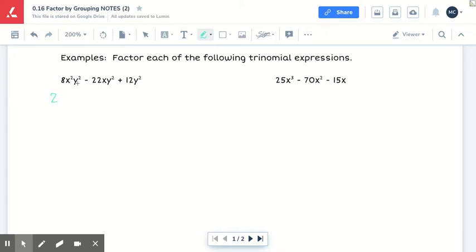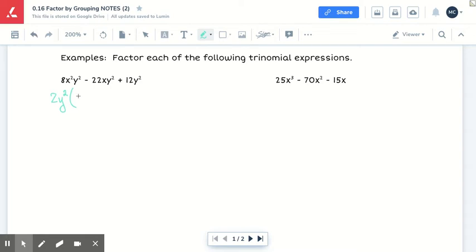Now I'm going to look at the variables as well. I notice in all three terms there are y's, and in fact, in all three terms there's a y squared. So I'm going to have a y squared as my variable greatest common factor. Now I'll take each of these terms and divide them by 2y squared.